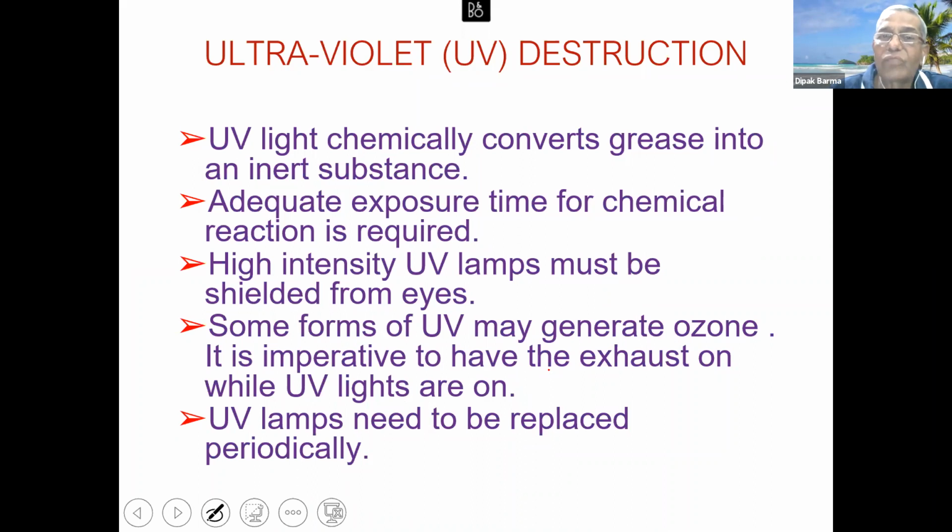UV light is used to chemically convert grease into an inert substance, but adequate exposure time for the chemical reaction is required. High intensity UV lamp can be dangerous to human beings. Their eyes can be affected, so it should be shielded from the eyes. Some forms of UV may generate ozone, which is a very, very important area. We have to have the exhaust on when UV lights are on. UV lamps need to be replaced periodically because they lose their efficiency.